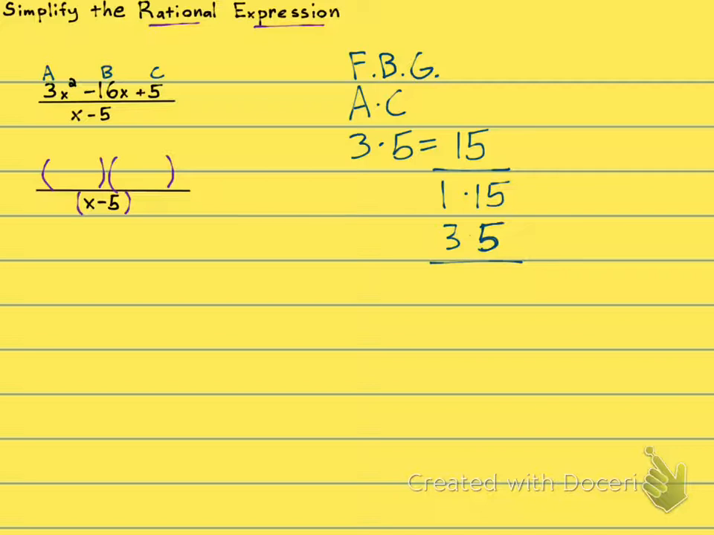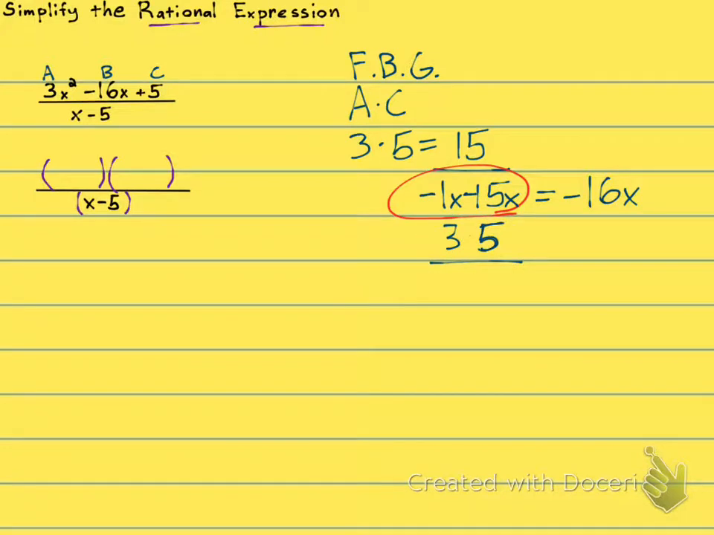Looking at these two pairs, do either one of these add up, because it's a plus right here, to give you 16? Why, yes, they do, right here: 1 and 15. They have to be the same sign because it's a plus, and since this is a minus 16, they're both going to be negative. So this is going to be negative 1x minus 15x, and that gives you the negative 16x. Factor by grouping will only work if you find the right pair of numbers. If you tried to use 3 and 5, it's not going to work.